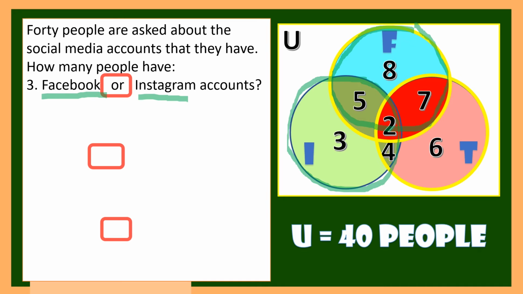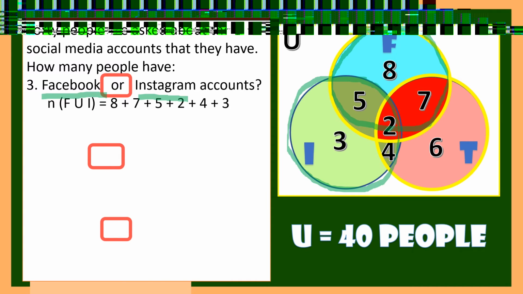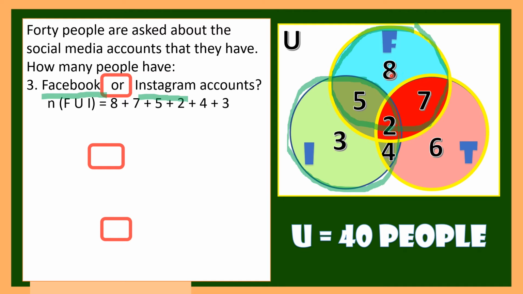So, we're going to add elements from Facebook and elements from Instagram. So, simply, 8 plus 7 plus 5 plus 2. Then, for Instagram, plus 4 plus 3. Then, we're going to add, to get the total. So, F union Instagram or I is simply 29. So, ganun lang po ka-simple.